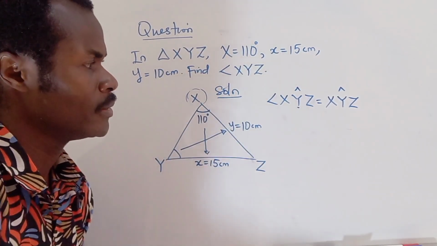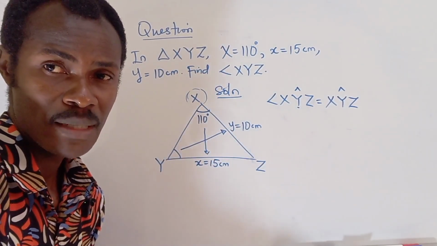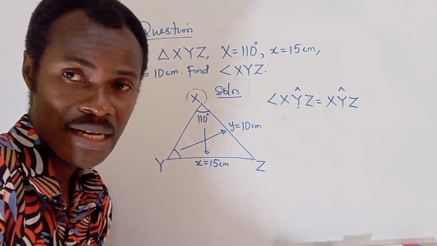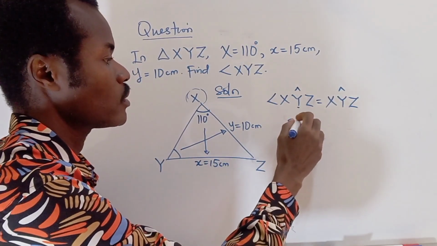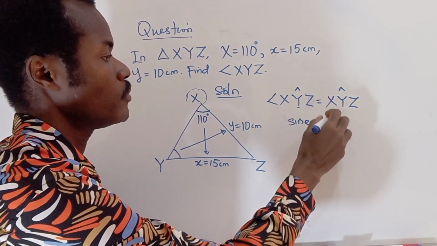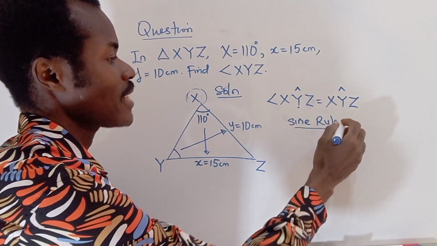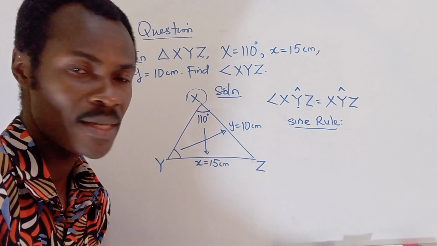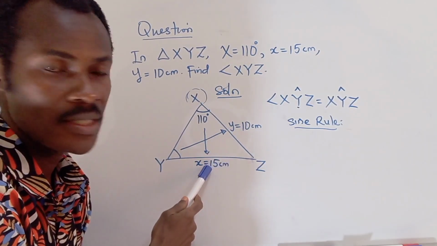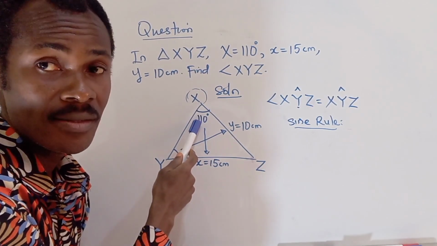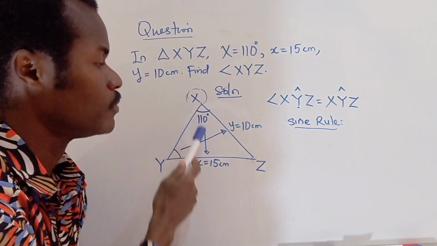And from this, what mathematical concept or formula can we apply? We can apply what we call the sine rule. So what is the sine rule? Now, why am I applying the sine rule? I can see that two lengths are given and one of the angles inside is also given.